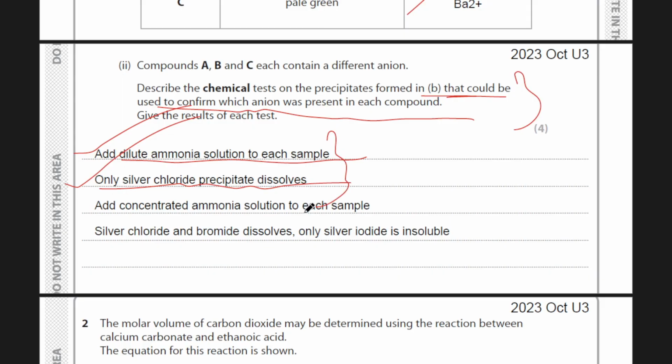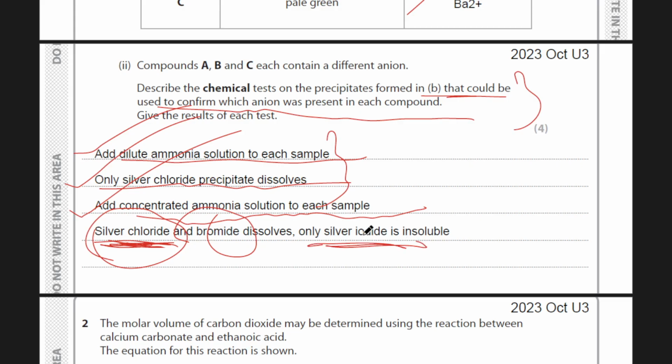This is like a further extension of the halide test. If we add dilute ammonia solution to each sample, the silver chloride is going to dissolve. And if we add concentrated ammonia solution to each sample, the silver chloride and silver bromide will dissolve, but the silver iodide remains insoluble. So these are basically extensions of the halide test, because sometimes the production of white, cream, and yellow precipitates isn't enough to judge which halide, or which anion, is present in the solution.